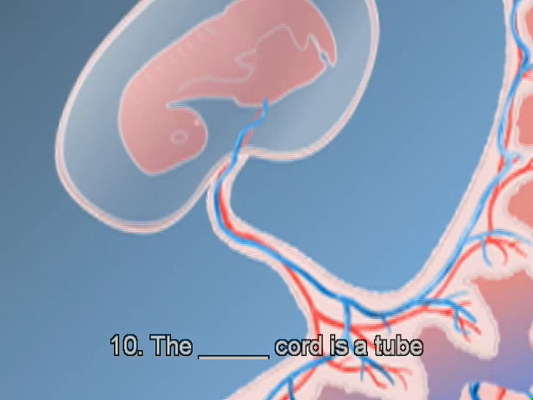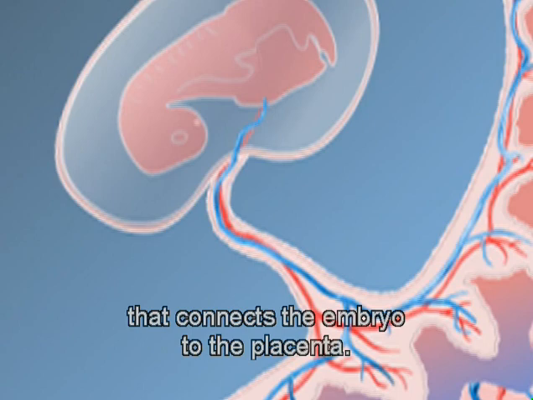And number 10. The ___ cord is a tube that connects the embryo to the placenta.